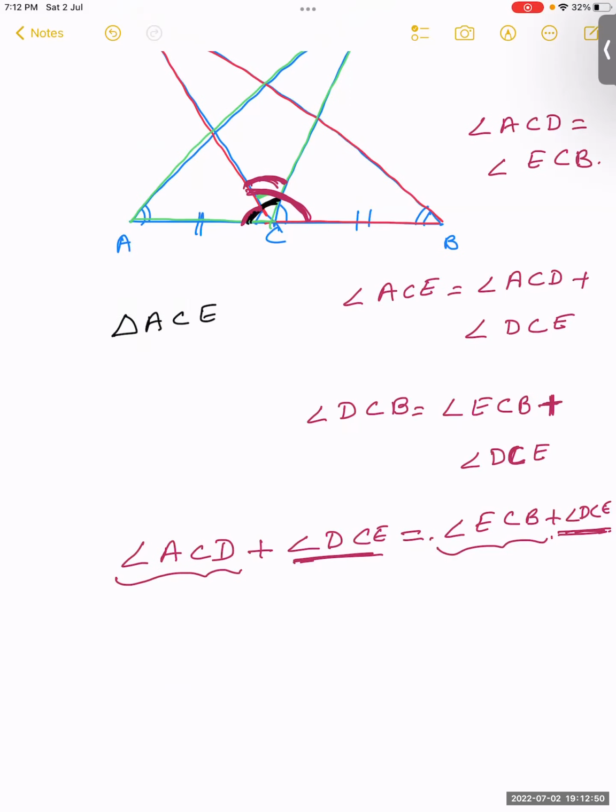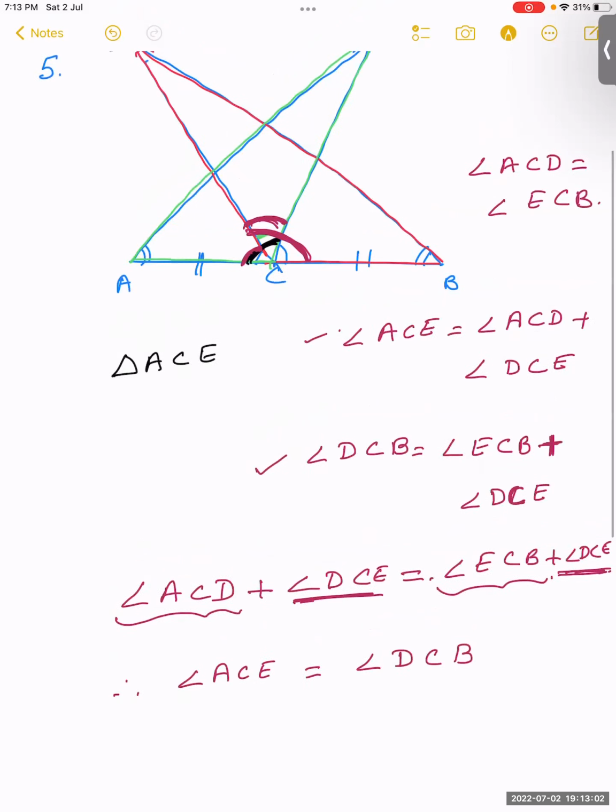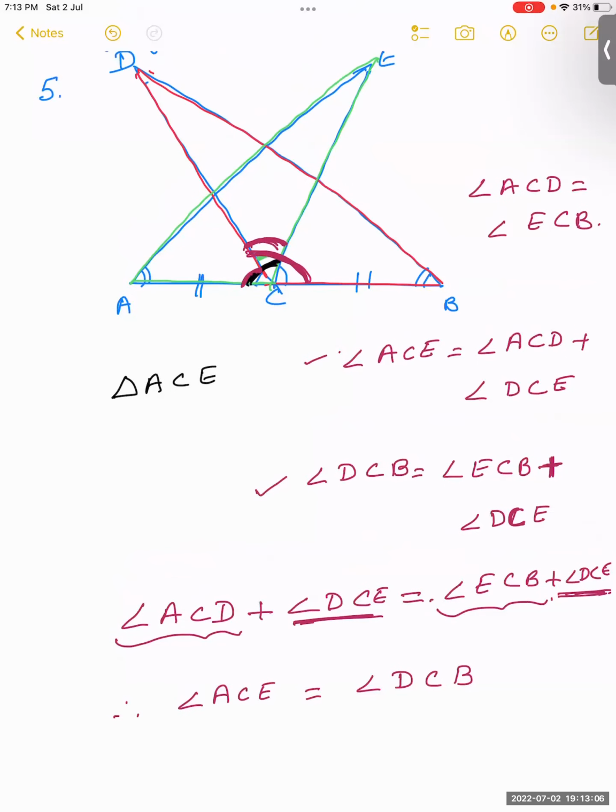So this gives me what? Angle ACE. You can write angle ACE is equal to angle DCB. I'm just taking from this. Angle ACE is equal to angle DCB. Clear? Yes, ma'am. So this becomes my third angle.